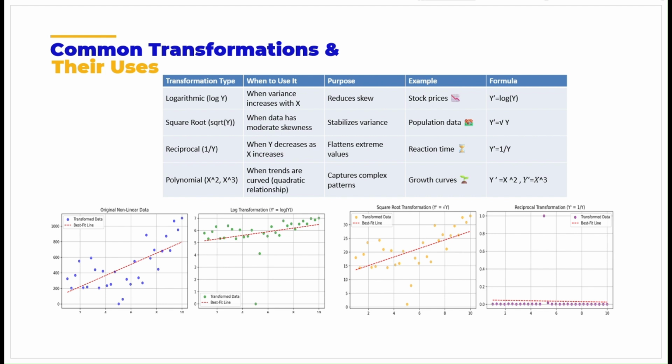The third one is reciprocal transformation. Works well for inverse relationships like speed versus travel time. If y decreases rapidly as x increases, this is a good choice. Now the fourth one is polynomial transformation. If the trend is curved, adding x square or x cube helps capture the shape. So transformations are basically tricks to reshape data so that a linear regression model can handle it better.